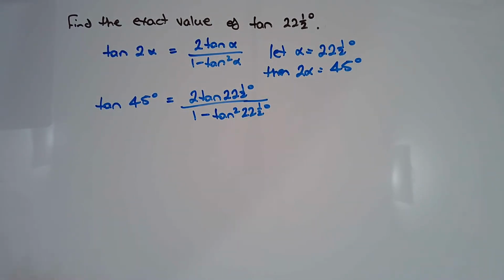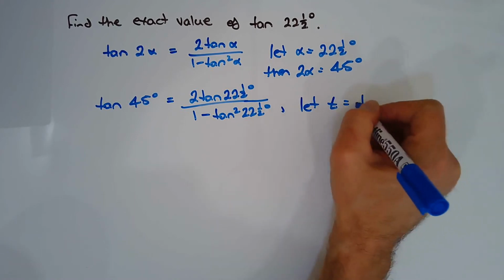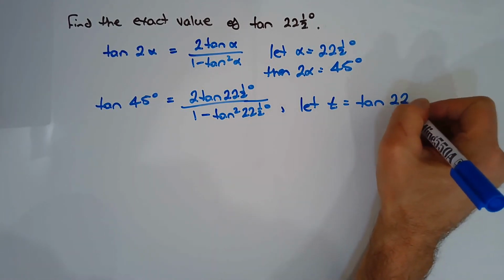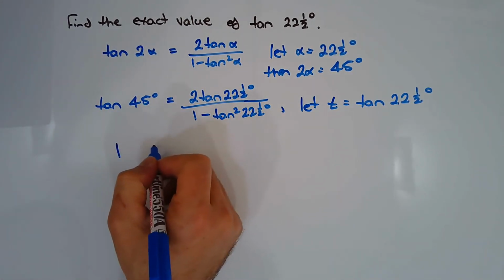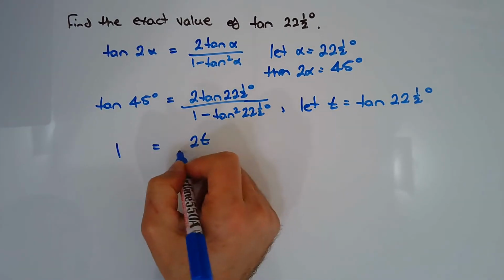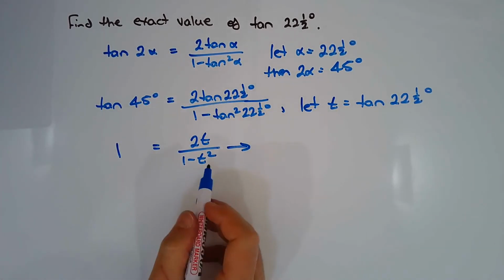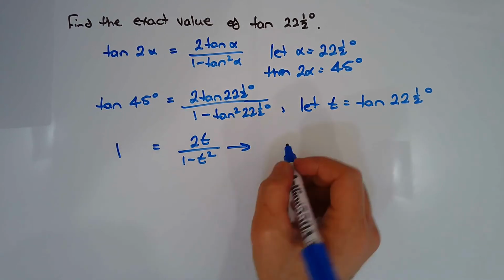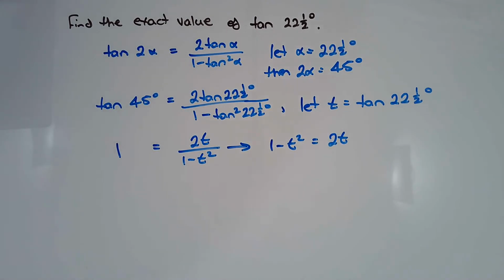Now, just to make life a little bit easier, especially algebraically speaking, let's let t equal tan 22.5 degrees. And tan of 45, we know what that is. That's just 1. So 1 is equal to 2t over 1 minus t squared, where t is tan of 22.5 degrees. Now, if we multiply both sides by 1 minus t squared, we have 1 minus t squared equal to 2t.